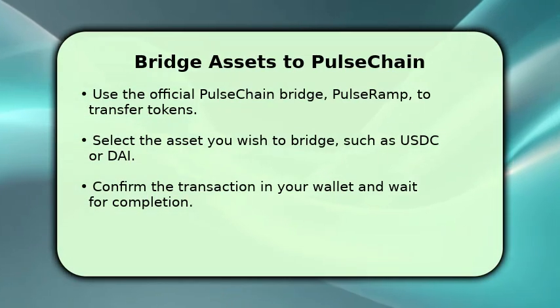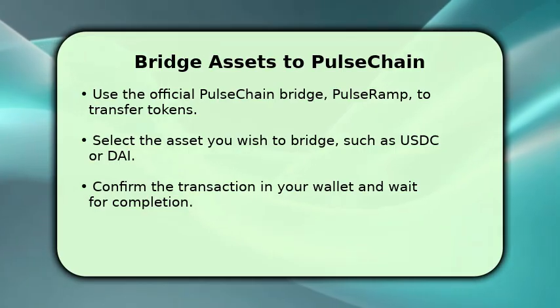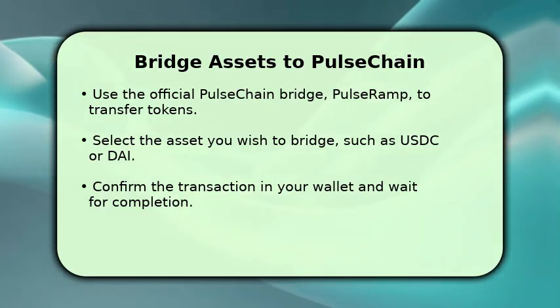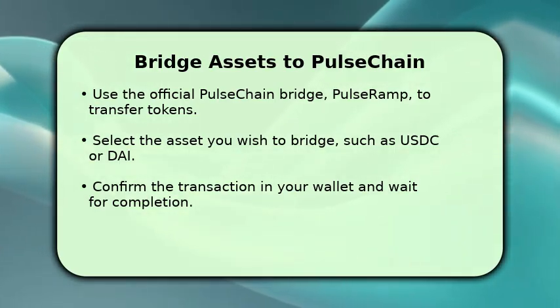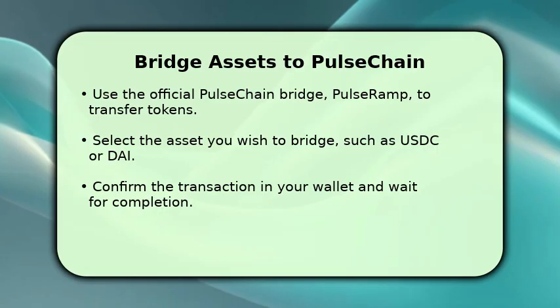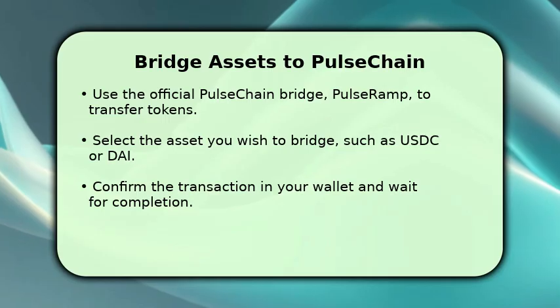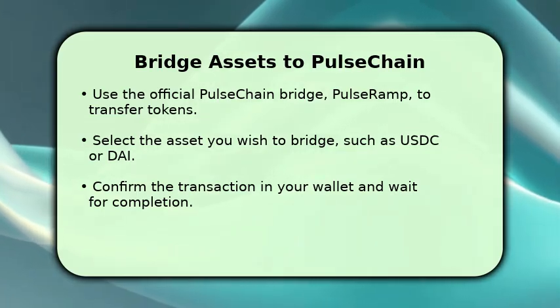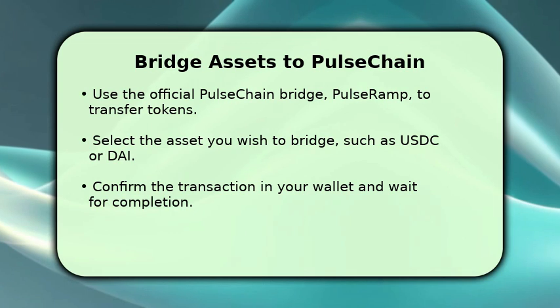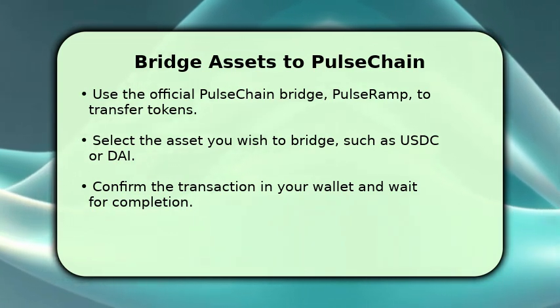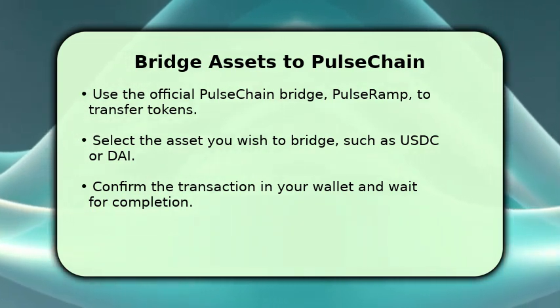Once your MetaMask is set up, the next step is to bridge your assets. Utilize the official Pulsechain bridge, often referred to as PulseRamp, to securely transfer tokens from Ethereum to Pulsechain. Choose the specific asset you want to bridge, confirm the transaction in your MetaMask wallet, and allow time for the transfer to process across the chains.